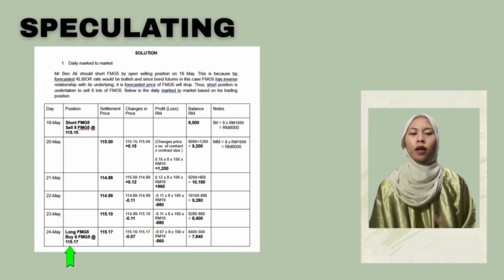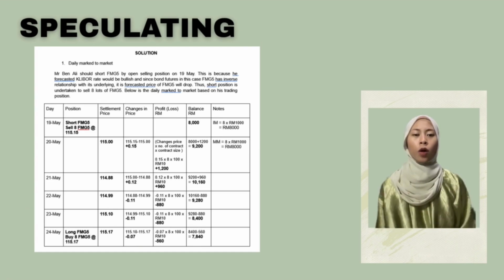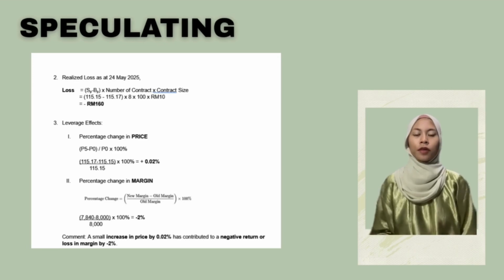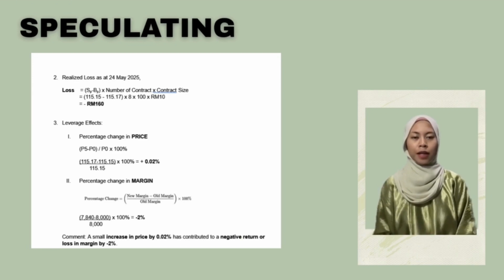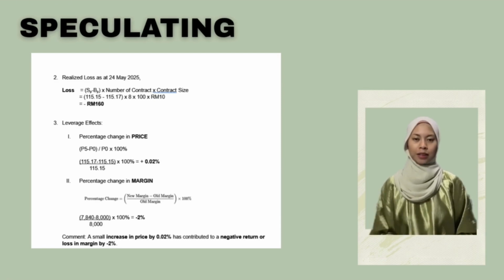On the final day, we write long FMG5 at 157.70, because Mr. Ben Ali closes his short position by taking a long position at the current price of 150.70. This is the loss from the short position. By buying back at a higher price than he sold, Mr. Ben Ali realized his loss. To calculate profit or loss, we use the formula selling price minus buying price, multiplied by number of contracts, multiplied by contract size. So, selling price 150.50 minus buying price 150.70, multiplied by 8 contracts, and multiplied by contract size 100 multiplied by 10, equals negative 160.